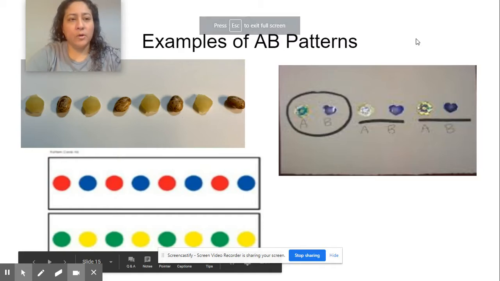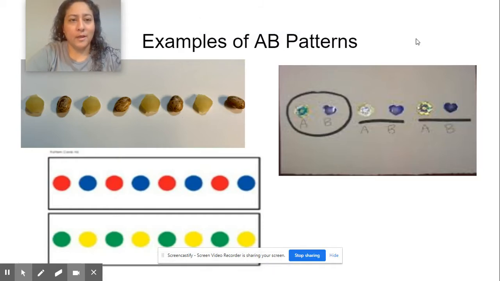Okay, boys and girls, so now we're going to talk about your homework. So today you're going to be creating an A-B pattern. And you can use anything you have at home. You only need to have enough so that you can finish the pattern, like show the rule and then continue the pattern or alternate the objects you're going to use.